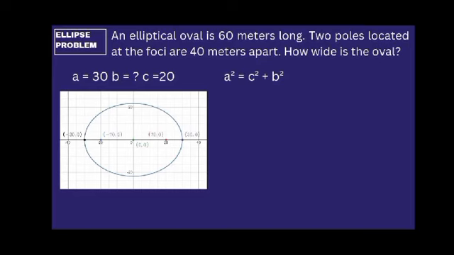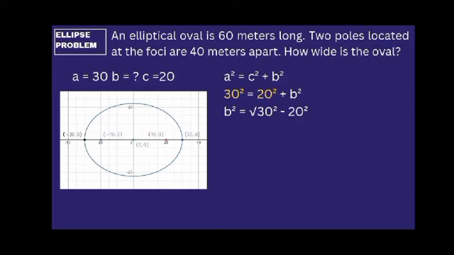Now, we'll have an equation of a squared is equal to c squared plus b squared. Isa-substitute natin yung given na vertex and foci na galing sa problem natin, which will give us 30 squared is equal to 20 squared plus b squared. Ngayon, itranspose natin, kaya magiging equation natin is b squared is equal to 30 squared minus 20 squared.